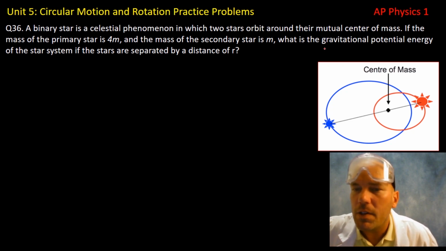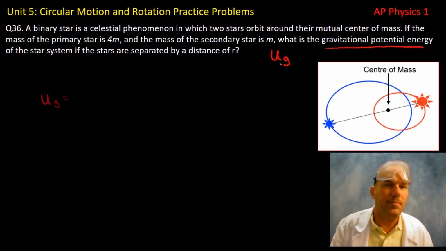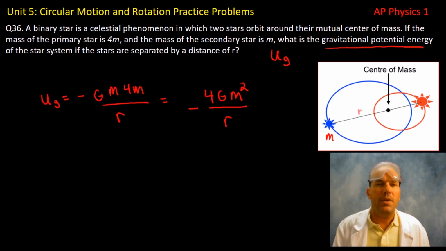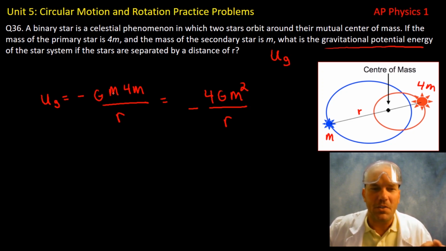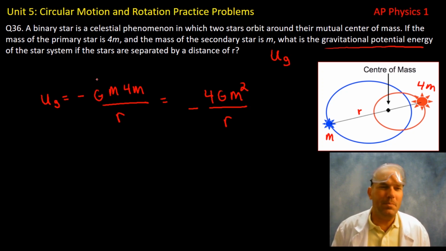So, gravitational potential energy, capital U sub G. In this case here, we know it's negative. We know the radius is in the denominator, but it is not squared. And we're just putting in our values, m and 4m. That's all. So our derived expression is negative 4 times big G times m squared divided by the radius. That is the gravitational potential energy between these 2 stars.